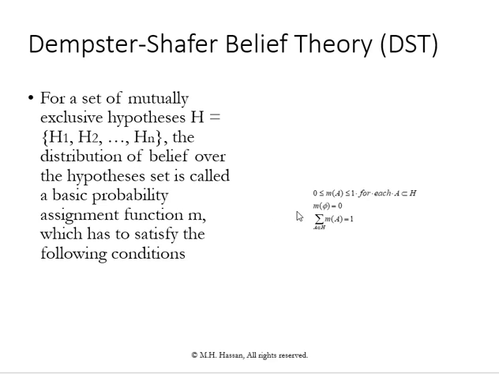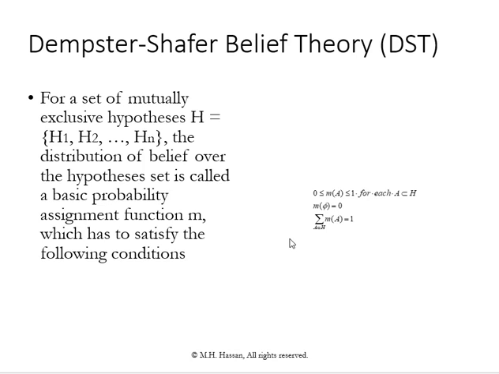The membership value, the evidence value, of the empty set will be equal to 0. And the sum of all memberships of A, for every A in H, will be equal to 1. So 1 will represent true, and 0 will represent false.